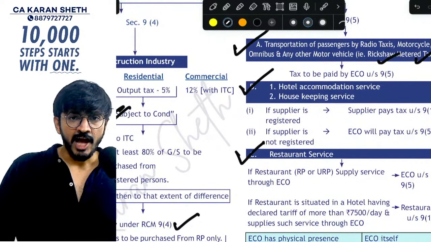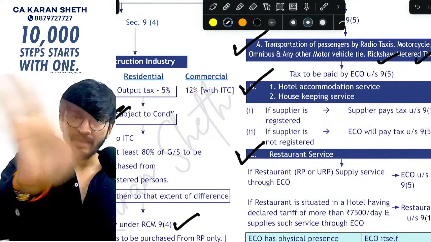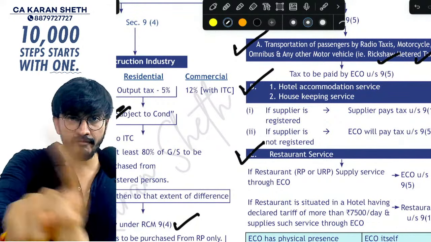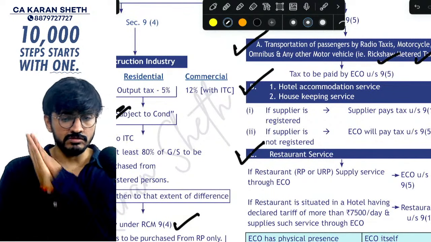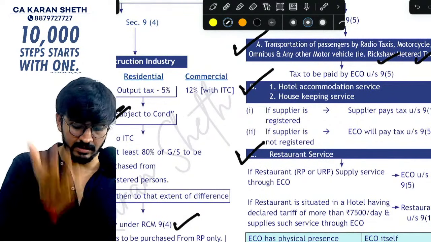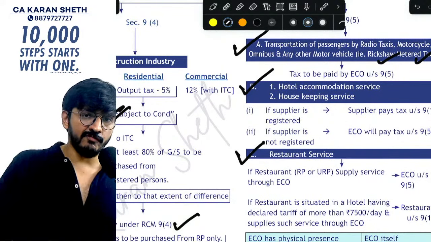Don't use them interchangeably, especially if you are a Gujarati. Got it? Saying 'let's go to the hotel to eat' is not correct, my dear friends. Understand, both are different. One is where you go to sleep, one is where you go to eat.